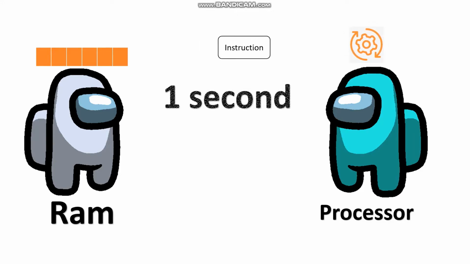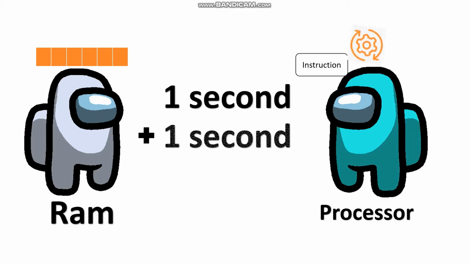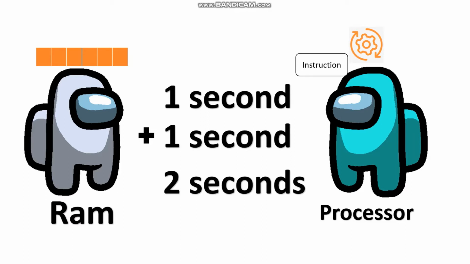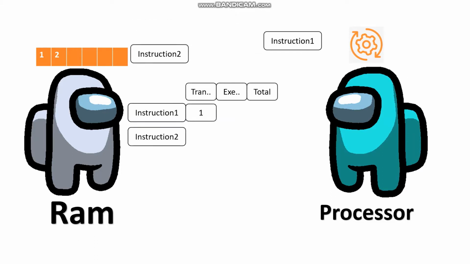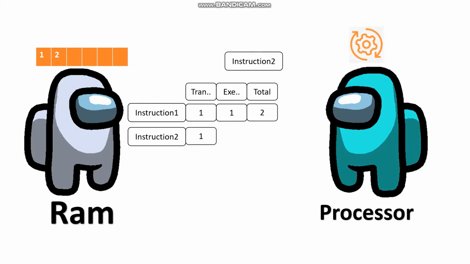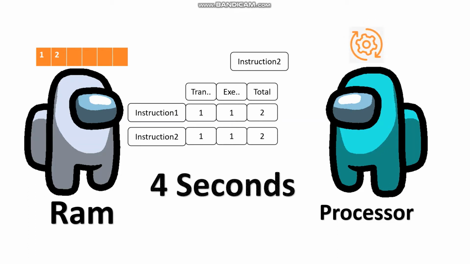This transfer from RAM to processor takes 1 second, and the processor takes another 1 second to read and complete that task. So basically it takes 2 seconds for one task to be completed. For example, if there are two instructions, the first instruction will take 1 second for transfer and another second for the task to be completed, and then one more second for the transfer of the second instruction, and so on. So to complete this task, it basically takes 4 seconds.